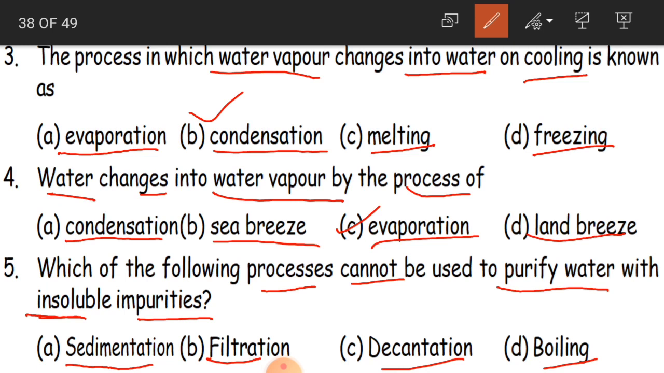And the answer is children D, that is boiling. By boiling water we cannot remove the insoluble impurities. We can just kill the germs in the water. Okay children, so this is the answer.